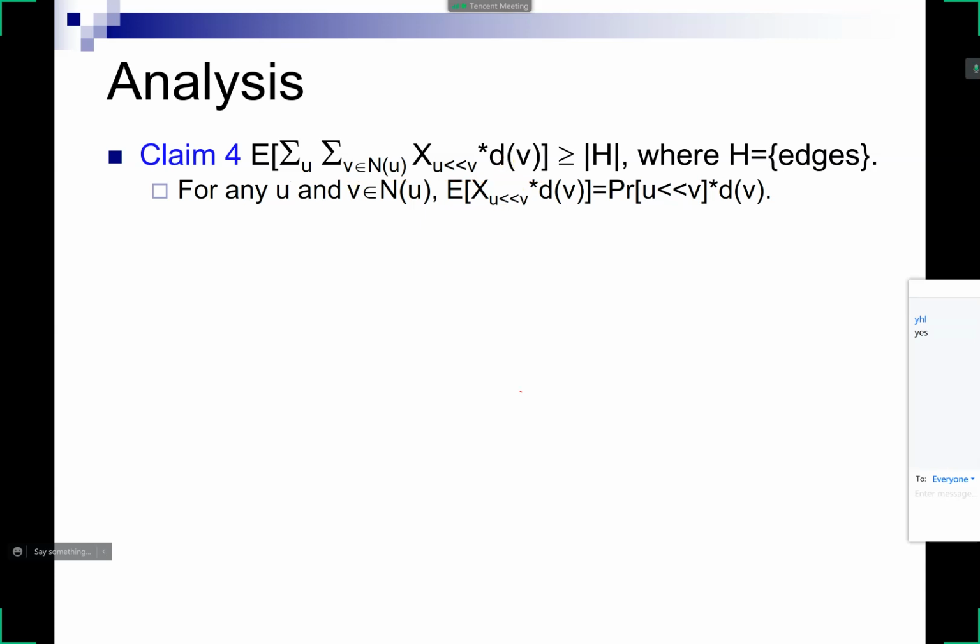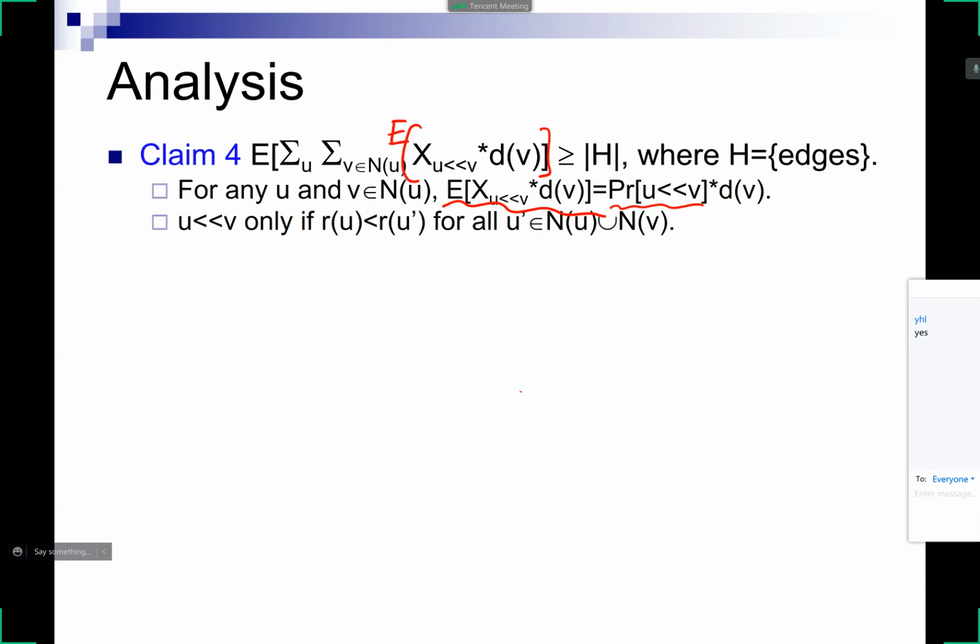The reason for this is that we're going to use linearity of expectations. So we're going to move the expectation inside, and look at each of these individual terms. Now if you look at this individual term over here, by definition, this is simply the probability that u preemptively removes v times the degree of v.